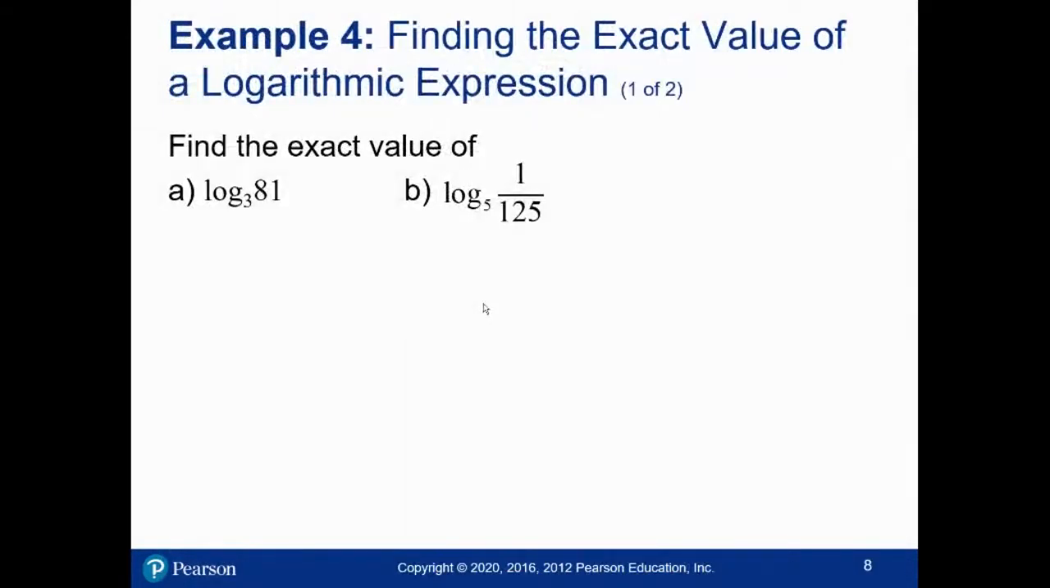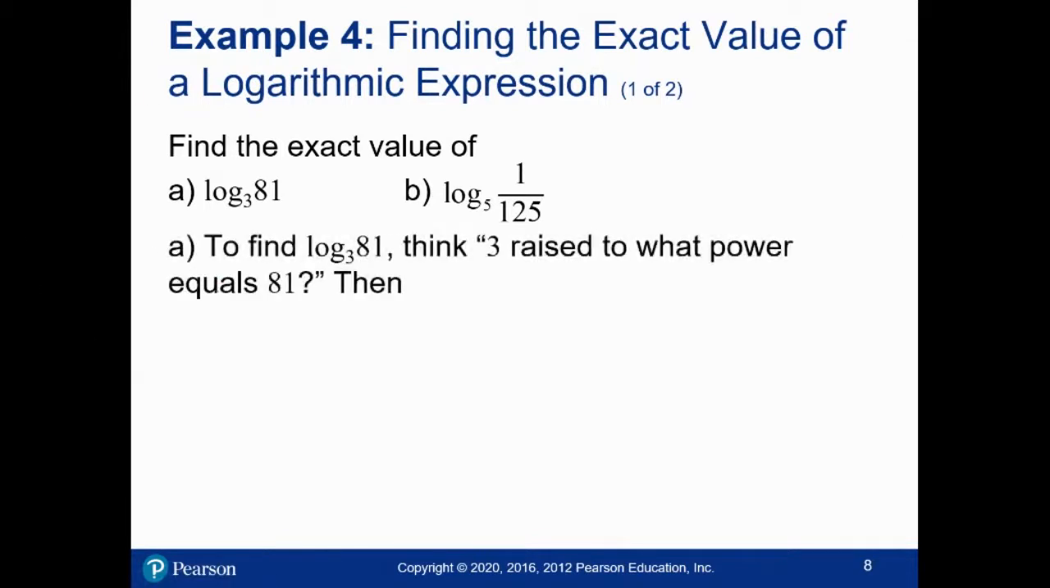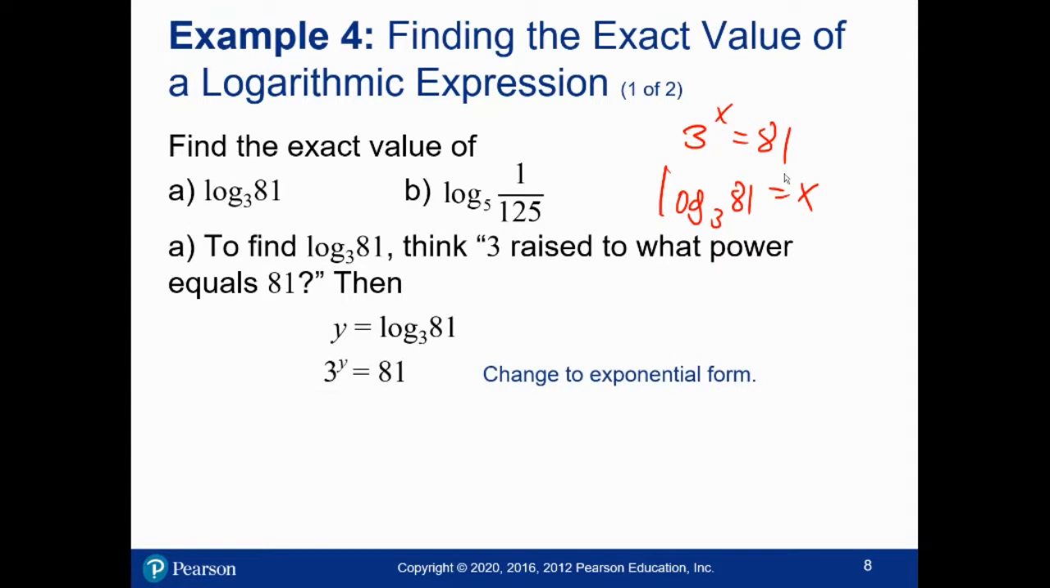So can I find exact values of the following? In other words, if I say, what is log base 3 of 81? If it's something, then if I convert this to an exponential, I'd get 3 to what power is 81? So from my logarithmic, we convert it to an exponential and ask 3 to what power is 81? Well, 81 is 3 to the 4th. But now I have the same base on both sides, which means the exponents must be equal.